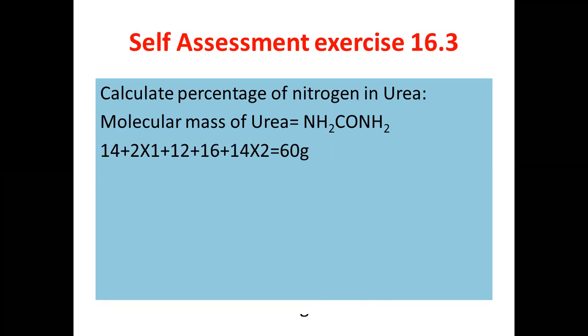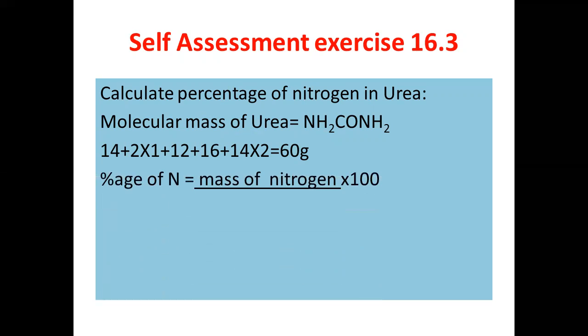For the molecular mass of urea, nitrogen is 14. We have two hydrogen atoms, so 2 into 1, because the atomic mass of one hydrogen is 1. Carbon is 12, oxygen is 16, nitrogen is 14, and for two hydrogen atoms again we will write 2 into 1. By solving all these values we will get 60 grams per mole, which is the molecular mass of urea.